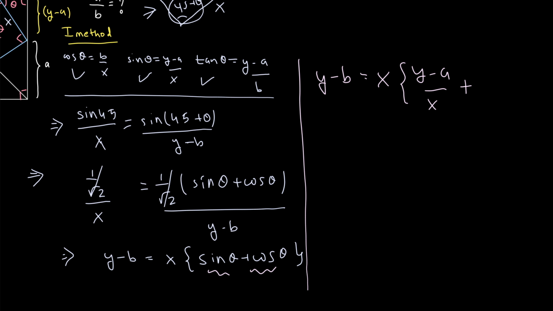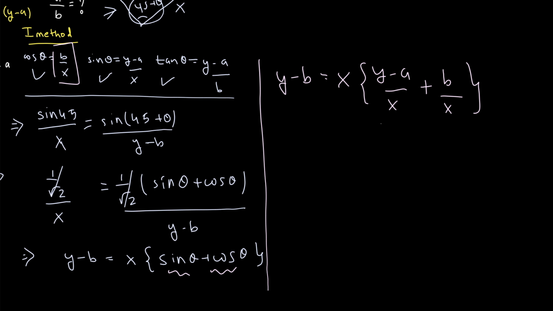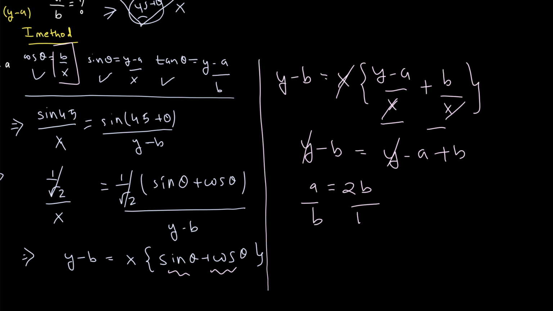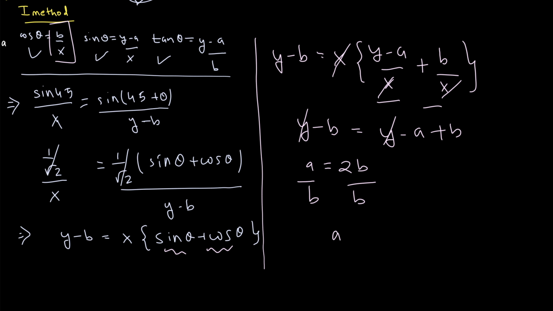Now the value of cos of theta from this right angle triangle is b upon x, so plus b upon x. Now we can see that the denominator of these two terms is equals to x, so we can simply take it common and it will cancel out with this one. Okay, so what we will finally get is y minus b equals to y minus a plus b. Now we can simply cancel out the y from both of these sides, and after that if I adjust the like terms I will get a equals to 2 times b. Now I can simply divide by b on both of these sides, so I will finally get the value of a upon b, and that would be equals to 2, and this is the answer that we were looking for.